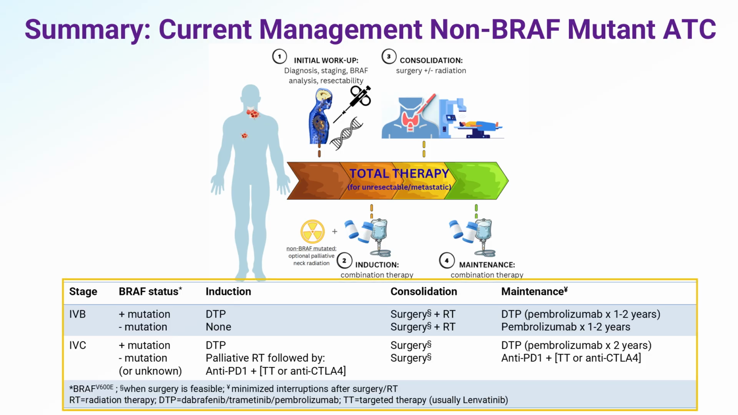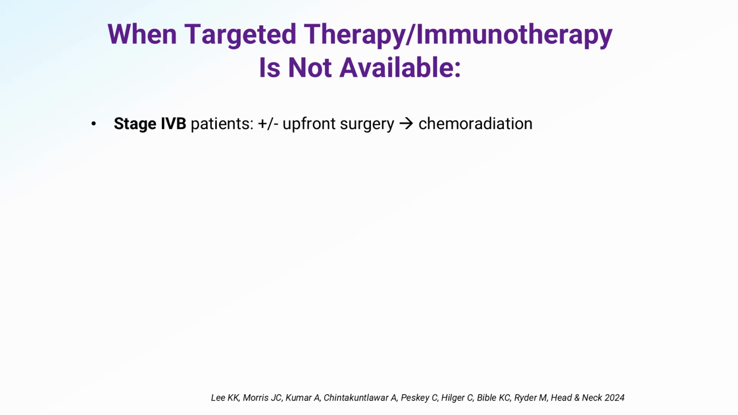So this is a little chart that also includes what to do with the BRAF mutated, but this is essentially just to put all of the data together for you. Okay, so it's great that we have all these drugs, but not every country has the ability to access these drugs. And therefore, what we recommend for stage 4B patients without BRAF mutation, or if the status is unknown, is that they undergo surgery if possible, and then undergo chemoradiation. If they can't have surgery, then they go straight to chemoradiation, and then you observe.